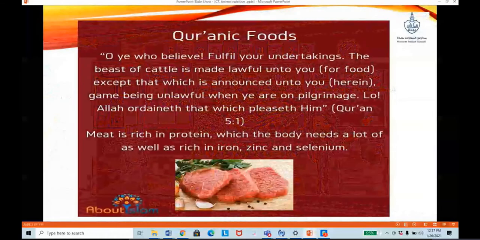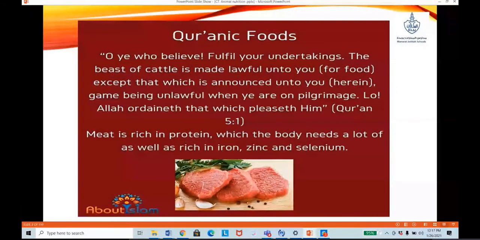Okay, so let's start with the verse from the Quran, as we read this verse many times even earlier. Rabbi zidni ilma, Allahumma inni as'aluka ilman nafi'a. Oh Allah, increase us in beneficial knowledge. So let's start with this verse.